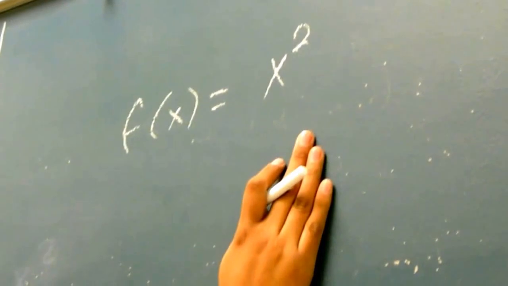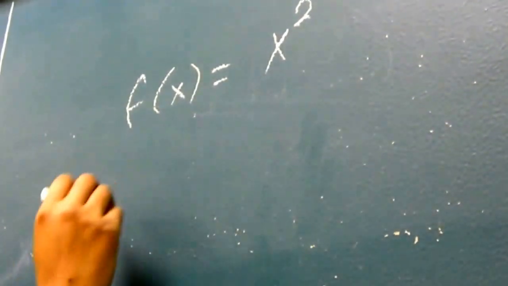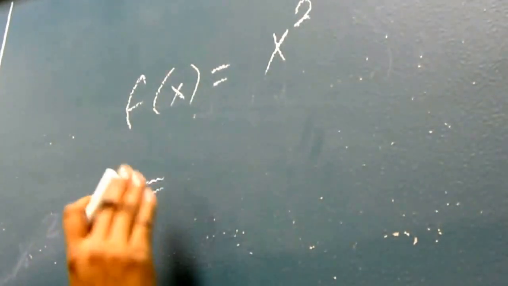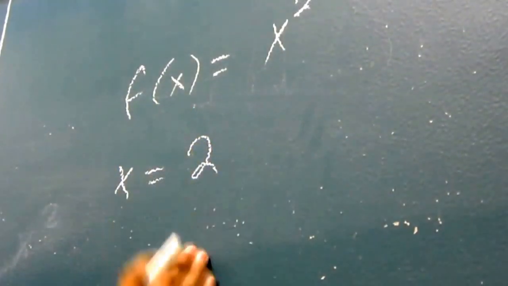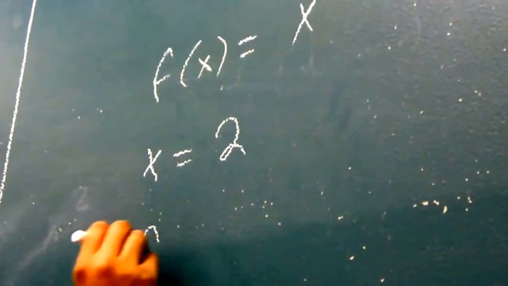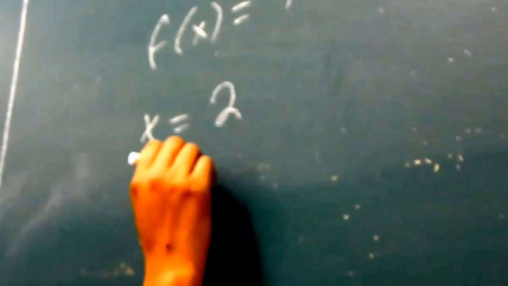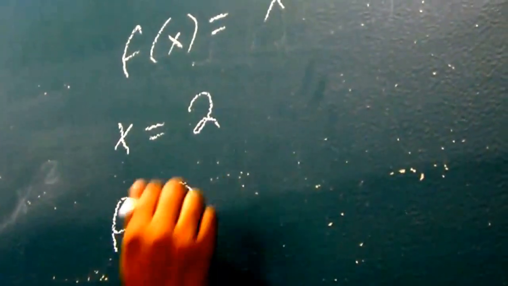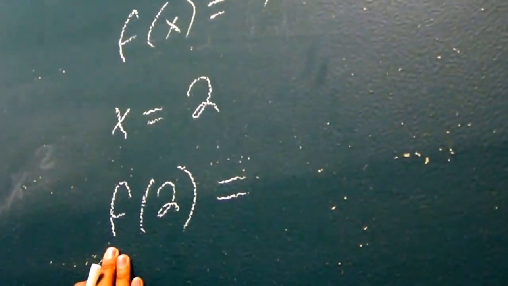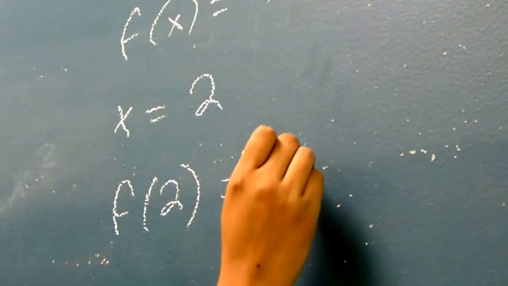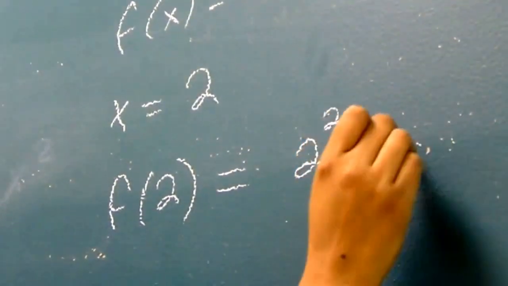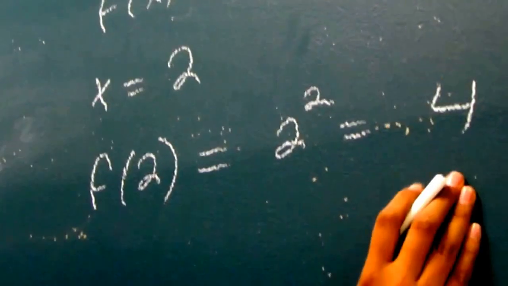My function is equal to x squared. And let's suppose that I want to know the value of this function when x is equal to 2. So the only thing we do is plugging that value into where the x is at. So I have the function when x is equal to 2 is equal to 2 squared, which at the same time is equal to 4.